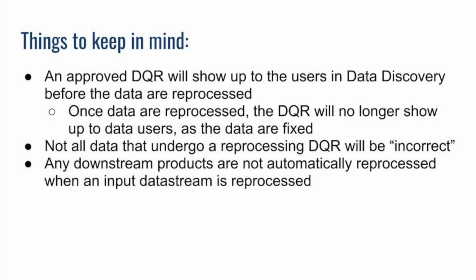Finally, any downstream products are not automatically reprocessed when an input data stream is reprocessed, and so need to be manually included if necessary. In many cases, data may already be filtered out by a downstream VAP, and so reprocessing of the VAP is not necessary, but this decision should ultimately be determined by the instrument mentors and those involved with any downstream VAPs for that particular data stream.